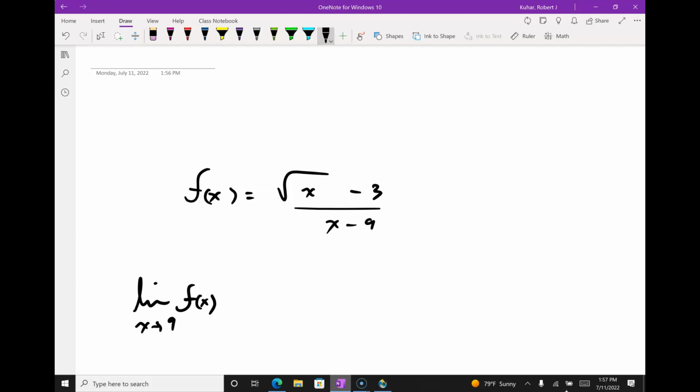All right, write it down now. Sorry. So radical x minus 3 all over quantity x minus 9. And of course, 9 is our interest here. If I plug in right away, what do I get? What is f of 9? 0 over 0, right? And so what do we remember about this? 0 over 0, what is it?